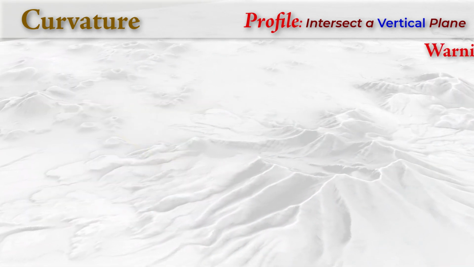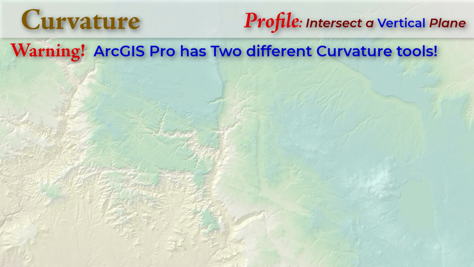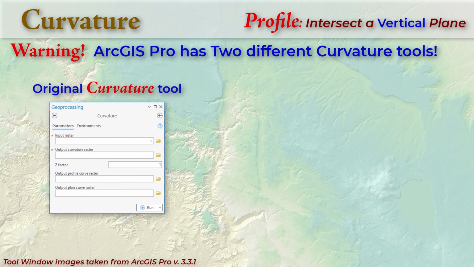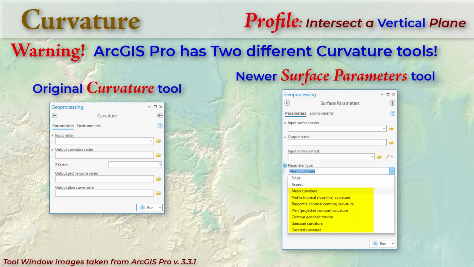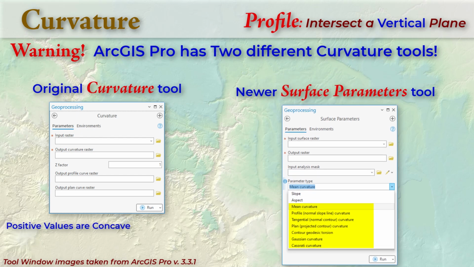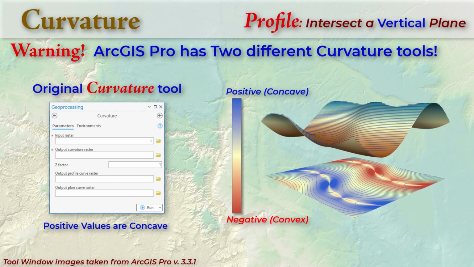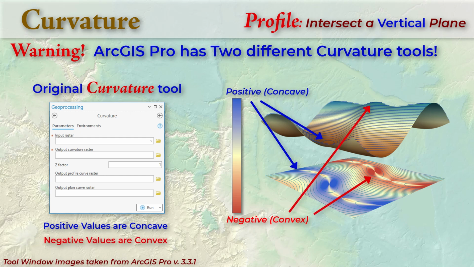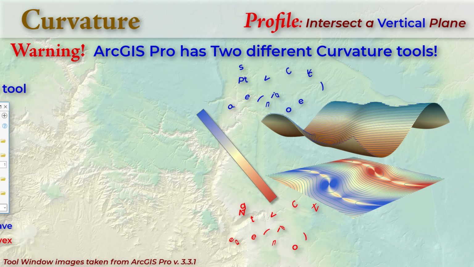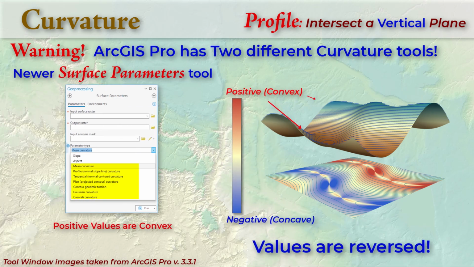Now, a quick word of warning regarding these positive and negative values. You should know that ArcGIS Pro has two tools that will calculate curvature. They have one called Curvature that uses algorithms that go back many decades, way back to the days of ArcInfo, ArcView, and ArcMap. Recently, they've come up with a new tool called the Surface Parameters tool. Now, in the original Curvature tool, which is still available in ArcGIS Pro, positive values for profile curvature meant a concave surface where water would slow down, and negative values meant convex where water would speed up. The new tool reverses these values, so that positive values now mean a convex surface where water speeds up, and vice versa for negative values.